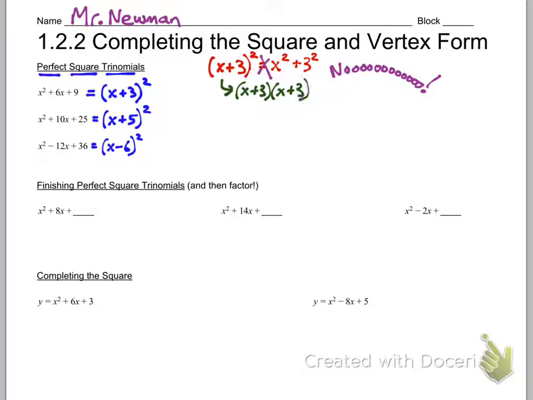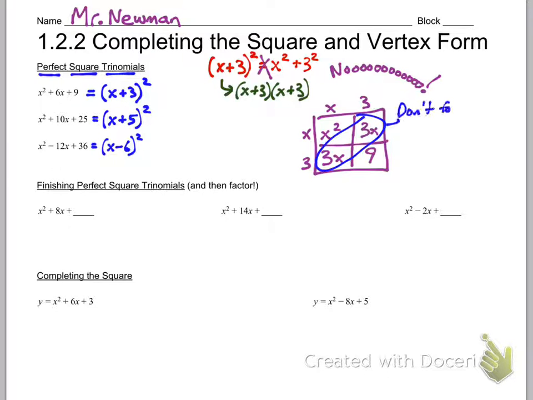Remember, when you square something, you have (x + 3) times (x + 3). That should be FOILed, or I prefer using the Punnett square. When you multiply this out, remember that you get those middle terms, 3x plus 3x. And those middle terms are saying, don't forget me, so make sure you don't forget them. When you add all that together, you get x squared plus 6x plus 9.